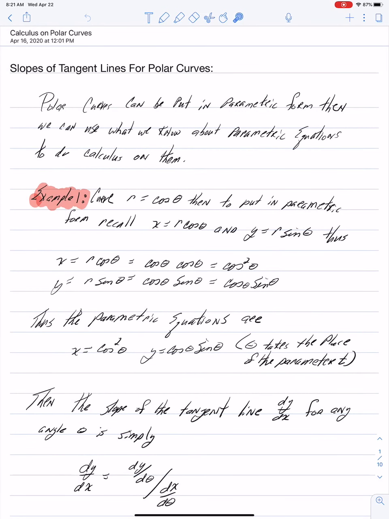You just change them into parametric curves and then use the formula you used at the beginning of this chapter. That's all I'm going to talk about today.